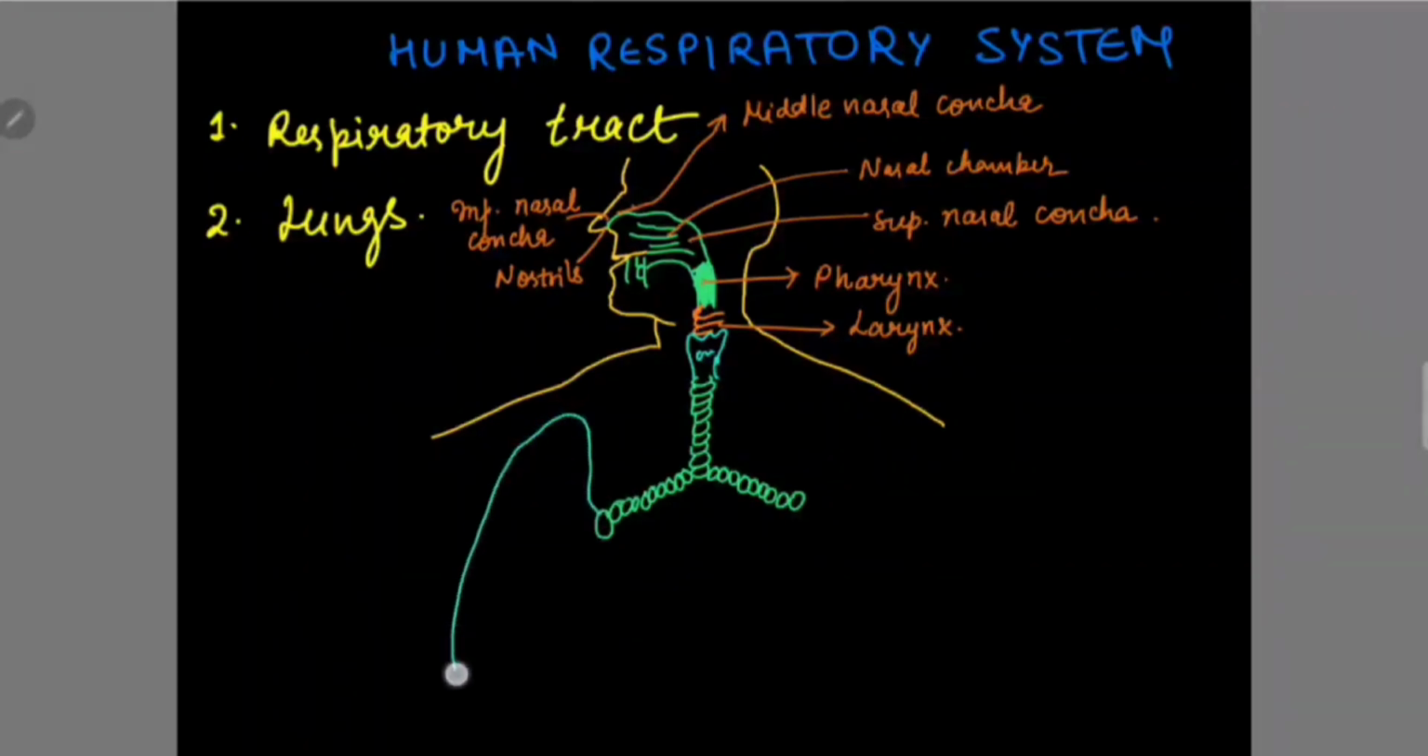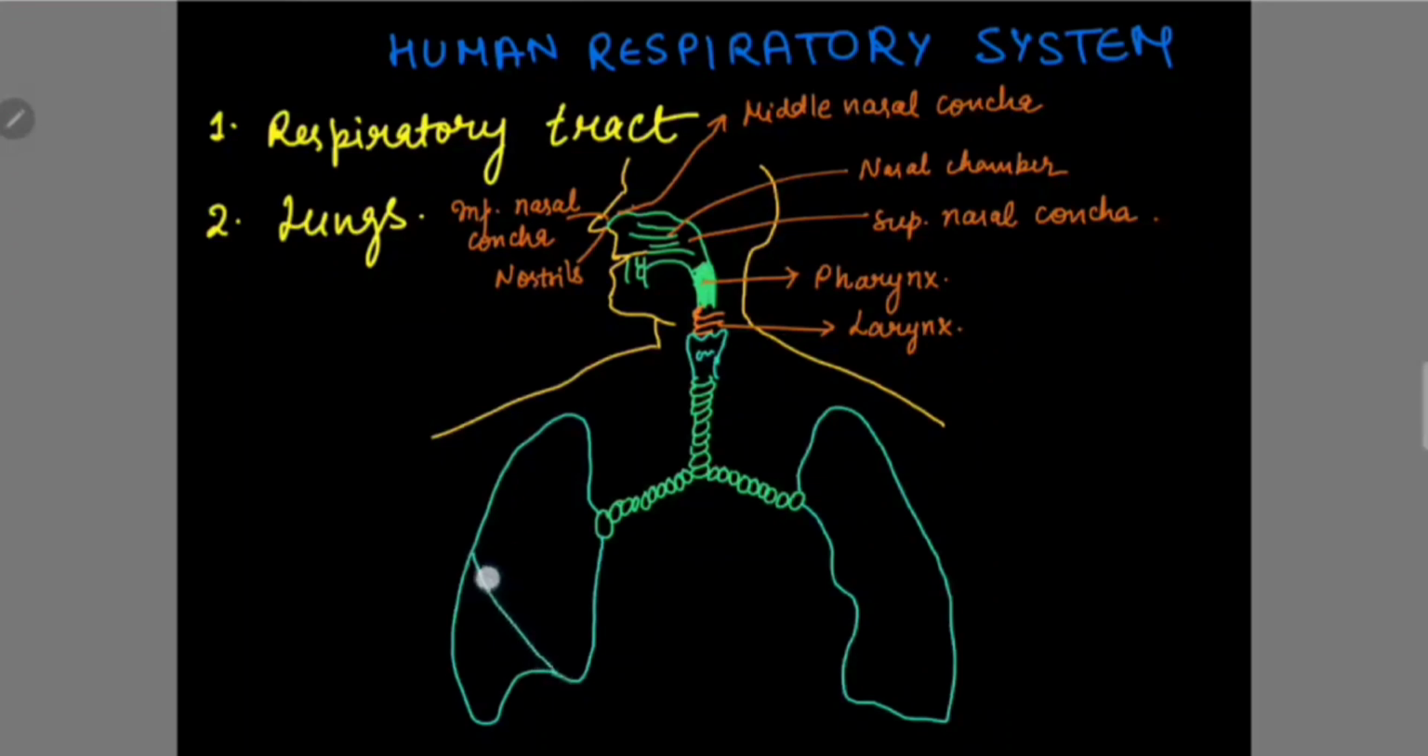This is the right lung, and this over here is left lung. A pair of lungs are present in the thoracic cavity. In human being, right lung is made up of 3 lobes, 1, 2 and 3, whereas on the other hand, the left lung is made up of 2 lobes, 1 and 2.